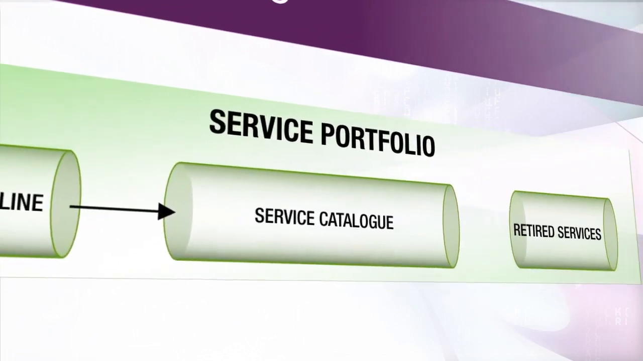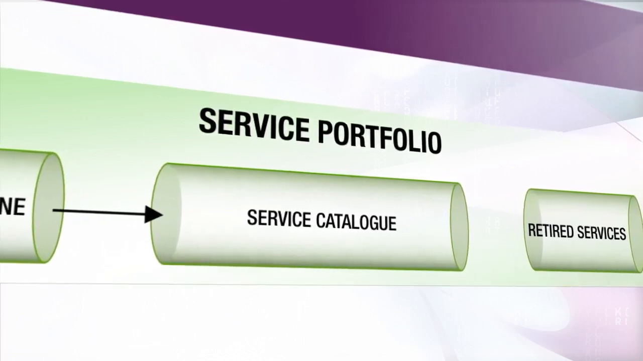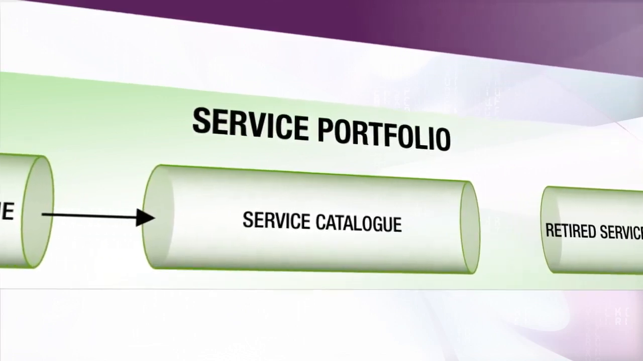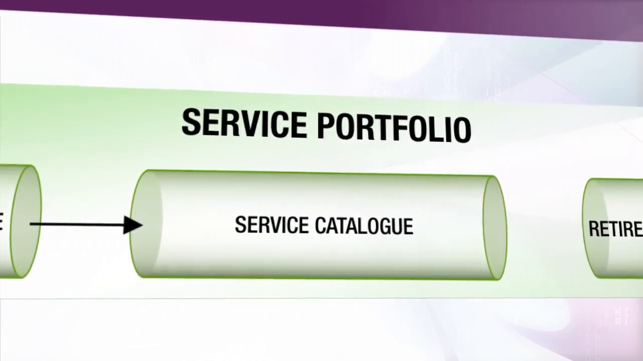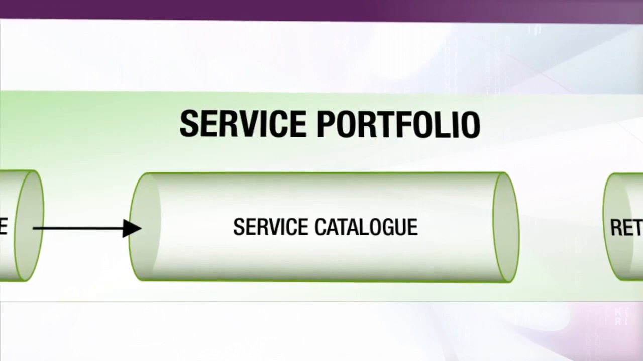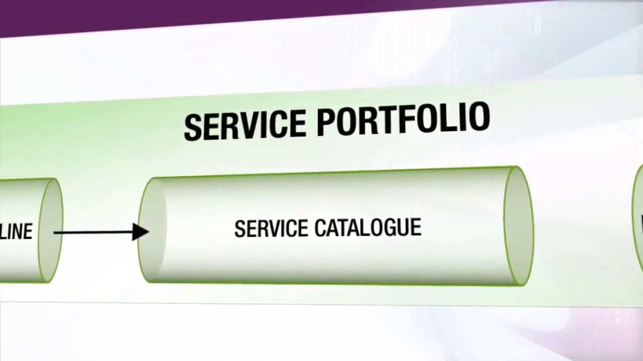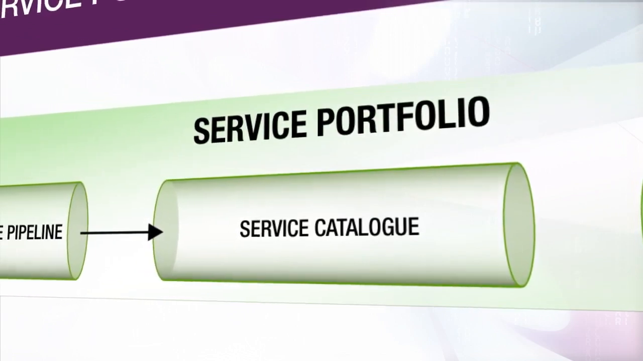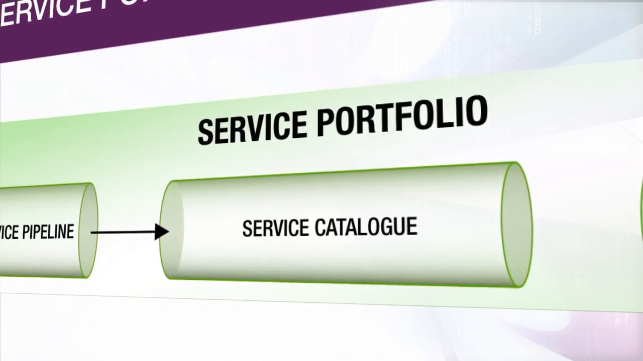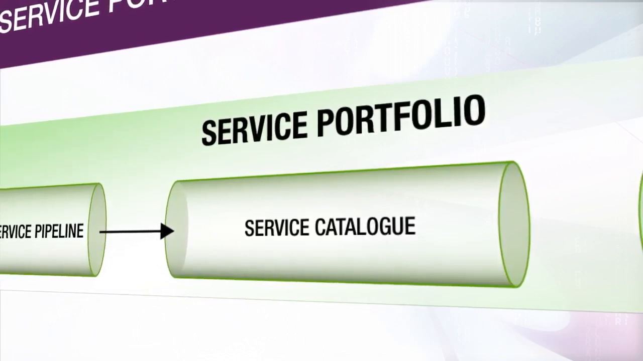The service catalog is a database or structured document with information about all live IT services, including those available for deployment. The service catalog is the only part of the service portfolio published to customers and is used to support the sale and delivery of IT services. The service catalog includes information about deliverables, prices, contact points, ordering, and request processes.